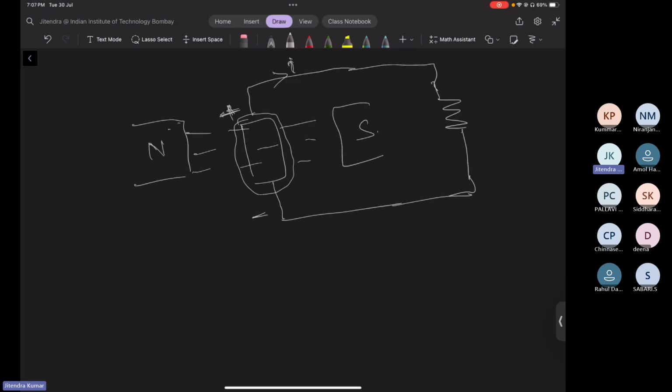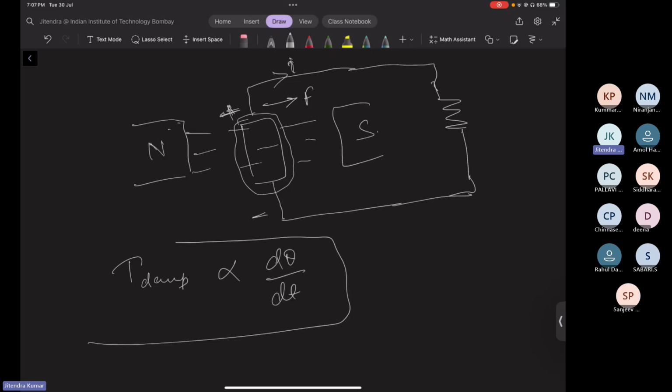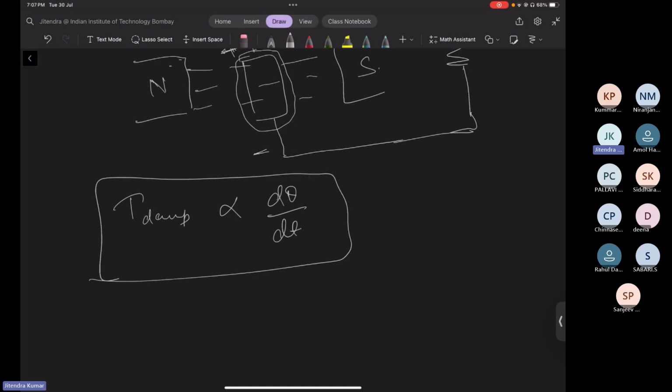Okay, so along with this current there will be some force, and this force, as I showed, is acting in this direction. And with this force, because force is acting, there will be acceleration, and there will be some velocity. And as we know, damping torque is dependent on d theta by dt, isn't it? So if we are concerned with damping torque, we will have this angular velocity. D theta by dt is nothing but angular velocity.